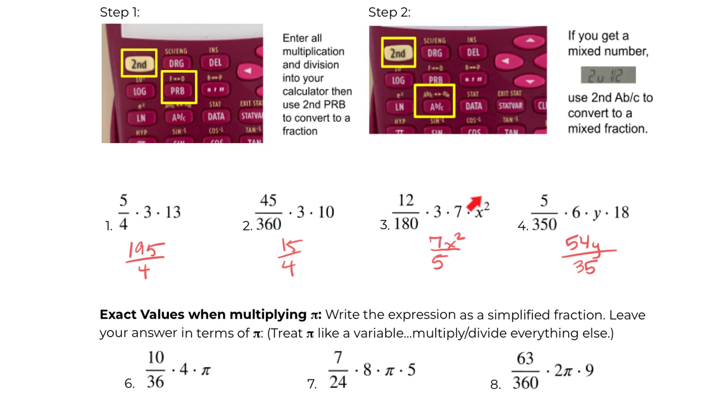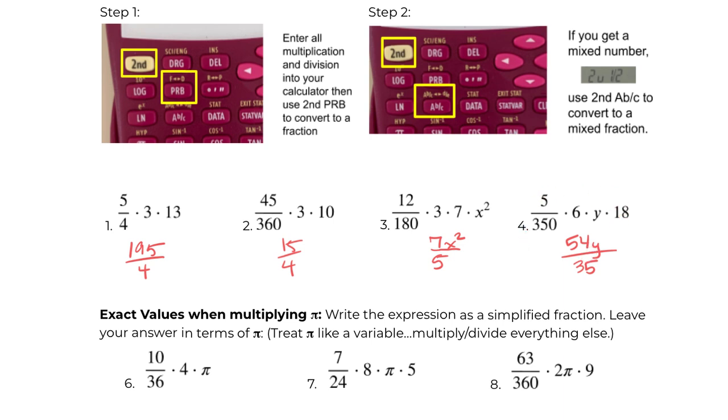The one thing I want you guys to notice is if I have a variable here, I'm just going to type in everything else, and then the variable, since it's multiplying, will just be on the numerator. If the variable was dividing, it would just end up on the denominator. Even on this one, y was kind of in the middle of everything, I still just multiply everything else and then tack on the y.